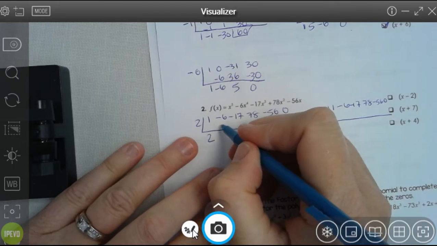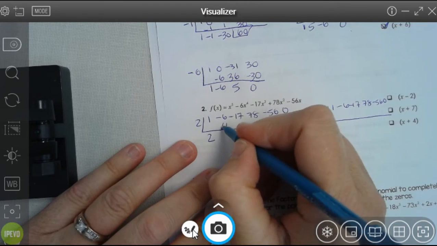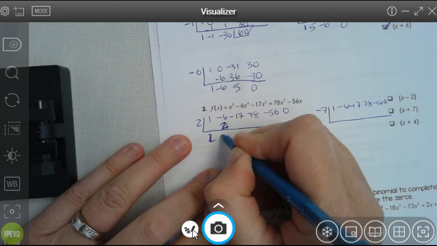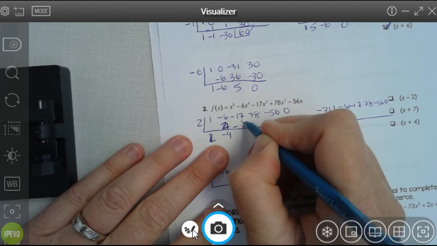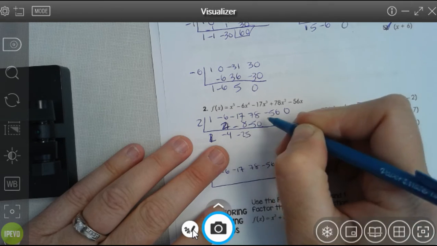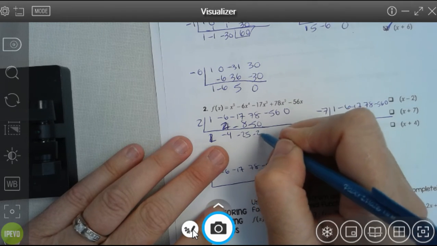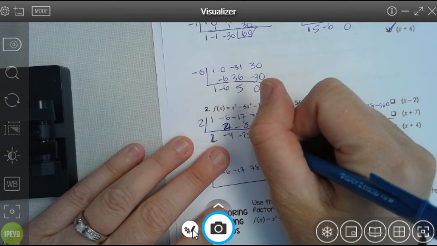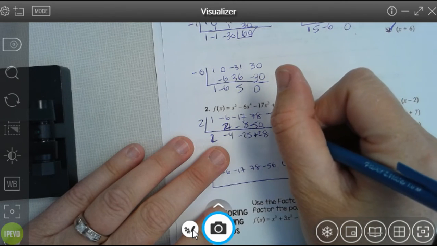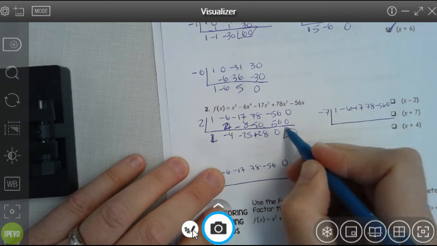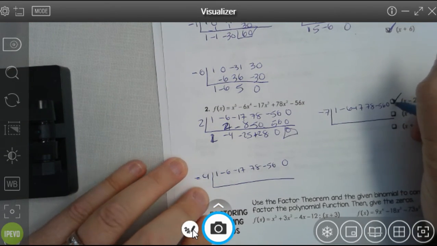So that's 2. Oh wait, this is a 1 here. That becomes a 2. -4. -50 gives me -28. It'll be positive because 78 is bigger. So we end up with 0. So this one is a factor.